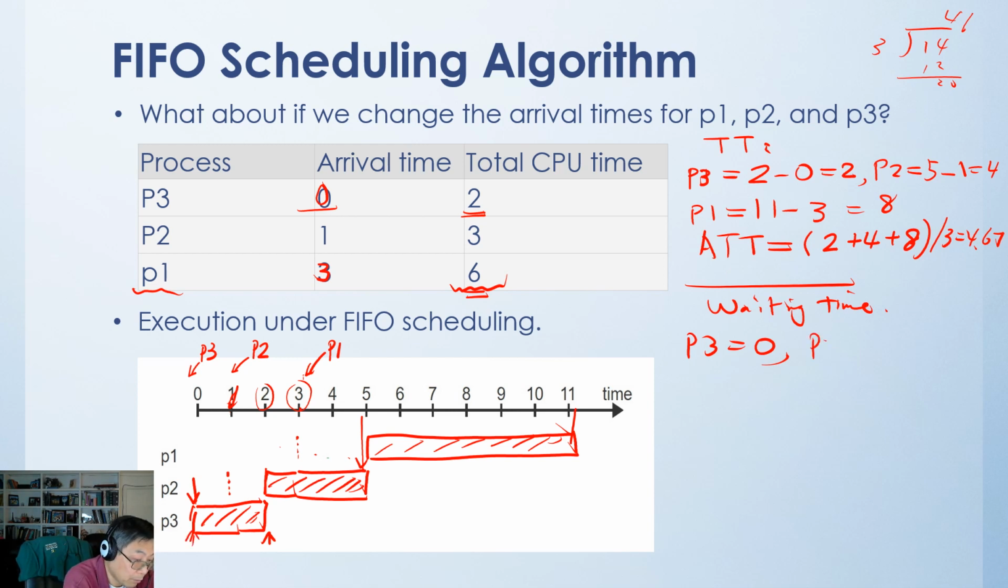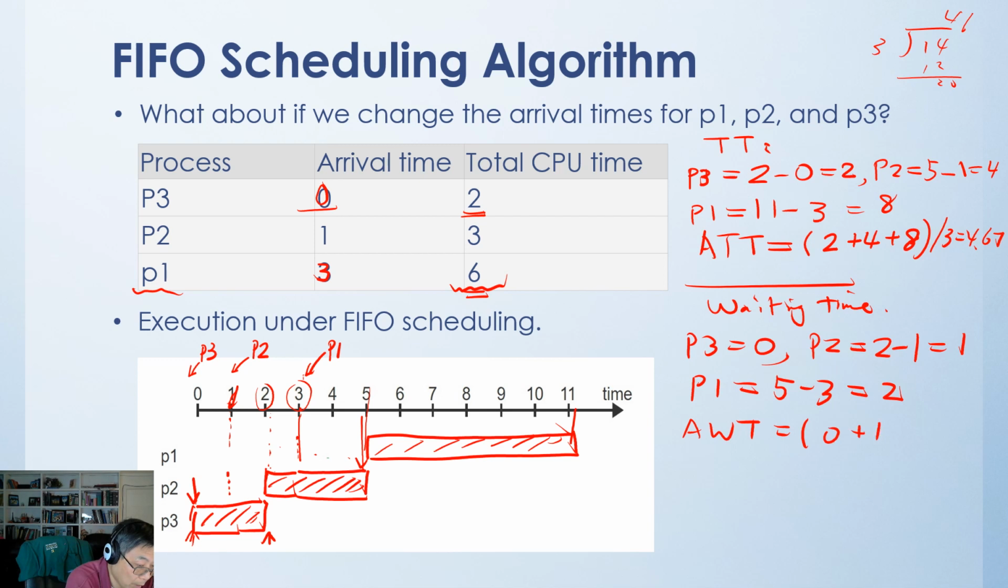And process 2 arrives at time 1, gets a CPU at time 2. So it's 2 minus 1, that's 1. And process 1 arrives at time 3 and it gets a CPU at time 5, so 2. So the average waiting time is 0 plus 1 plus 2 divided by 3. So that's 1.